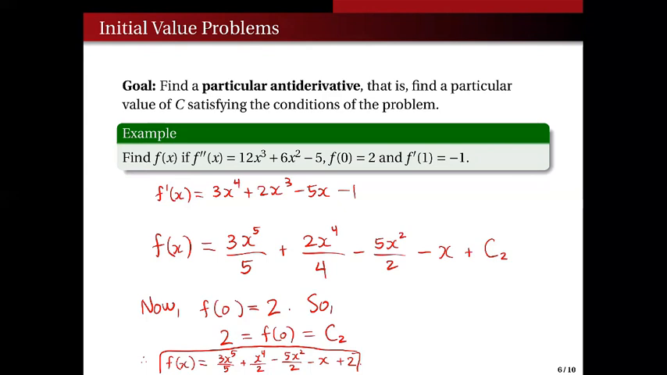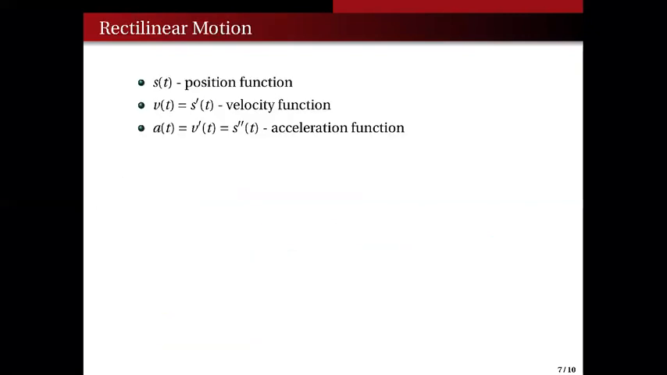Now, other applications of these antiderivatives and derivatives and initial value problems. We have the following: rectilinear motion, motion along a straight line. Suppose we have s of t. This is the position function. If we get the derivative of s of t, we will get the velocity function. If we get the derivative of the velocity function, we will get the acceleration function. Take note: the derivative of the position function is the velocity function, and the derivative of the velocity function is the acceleration function.